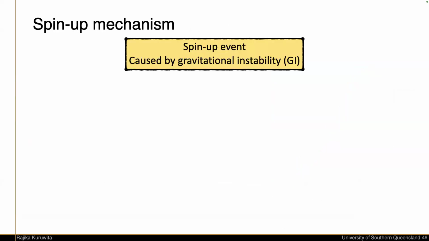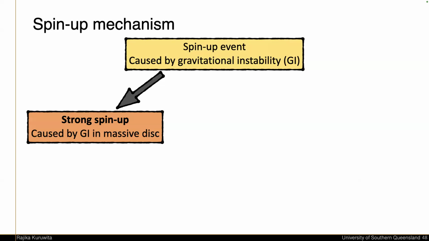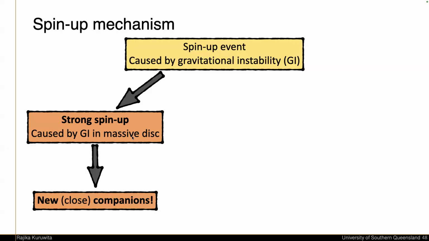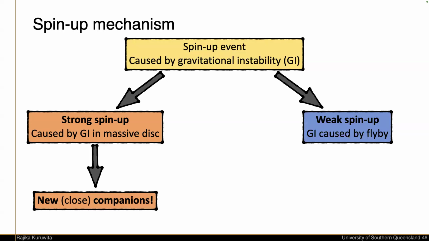And what do we find from this? We found that the spin-up events were in general caused by gravitational instability in a disk. The strong spin-up events were caused by gravitational instability in a more massive disk, which dumped high angular momentum material into the inner disk. And it was from that strong instability that we got new companions, which is curious. In the weak spin-up case, it was also gravitational instability, but it was caused by a flyby of a companion. The flyby perturbed the disk and dumped high angular momentum material into the inner disk.